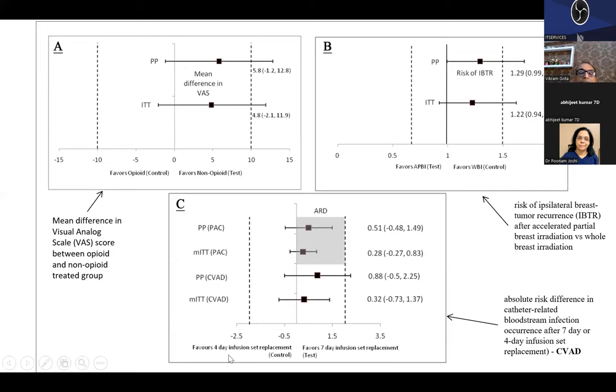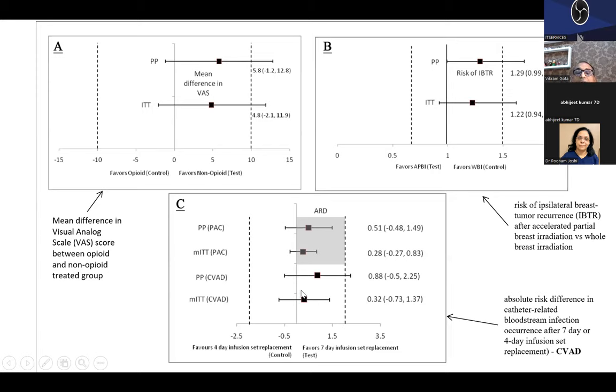The conventional is a 4-day infusion set replacement, and you want to show that even if you replace it at the end of 7 days, it is okay. Therefore, the new treatment is a 7-day infusion set replacement, and we are looking at central venous arterial device. And look at the danger here.